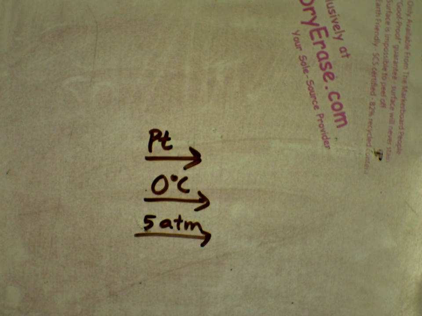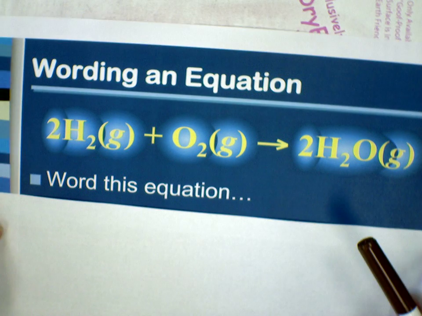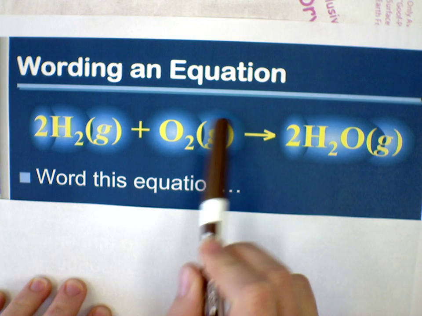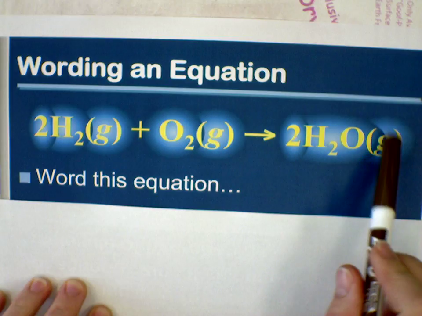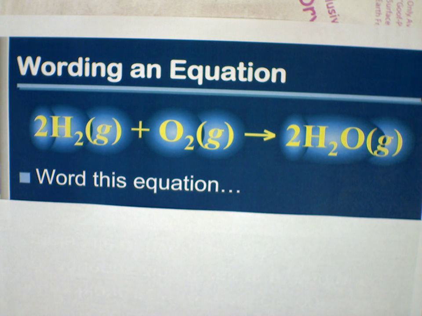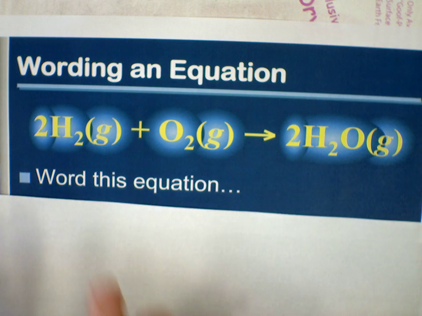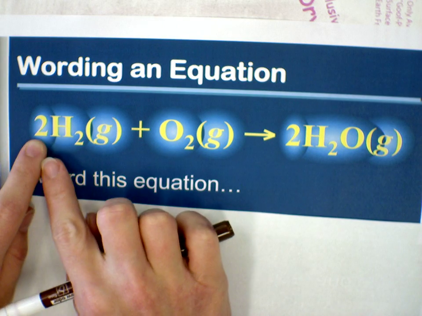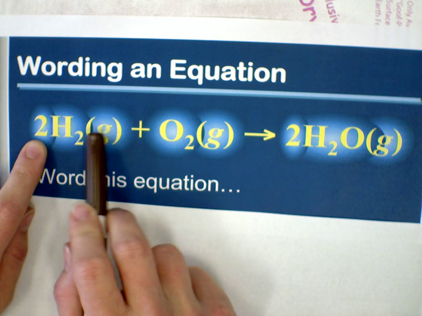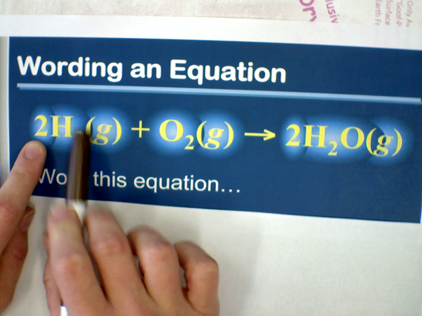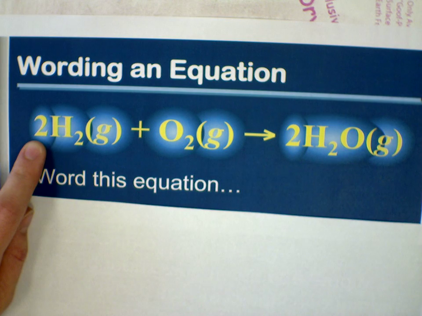All right, so let's try wording some equations. Here's an example of an equation: 2H2(g) plus O2(g) arrow 2H2O(g). To word this equation, I need to take all of the information that has been written out in symbol form and turn it into a sentence. So I'm going to start with this piece. I see the 2 is the coefficient. I have H2 and I have a (g) in parentheses. That means H2 is a gas. H2 is also a diatomic element, so I'm going to call it a molecule.